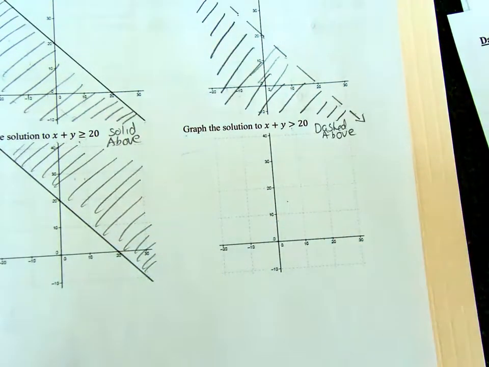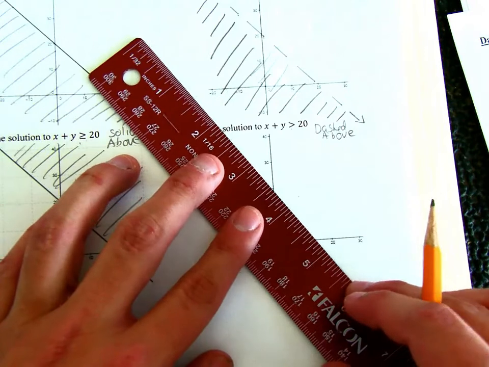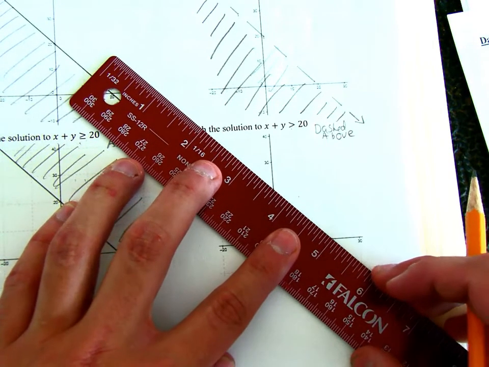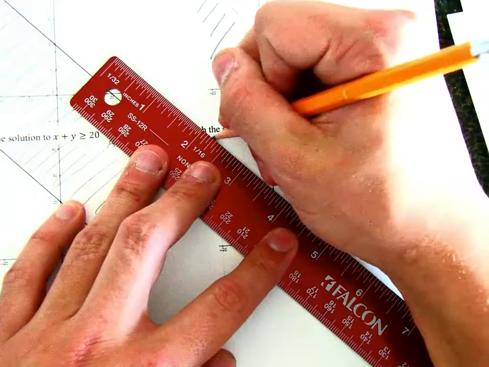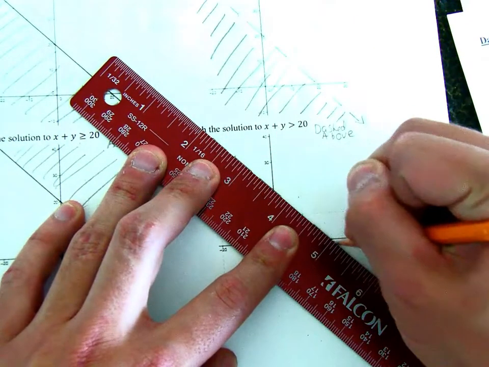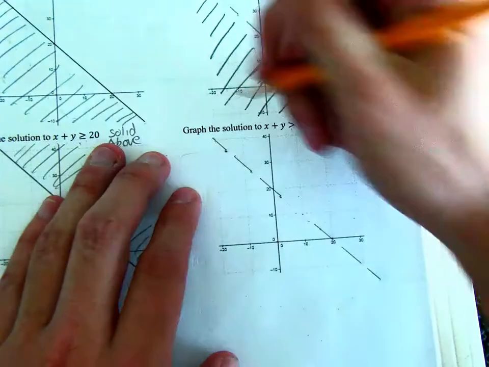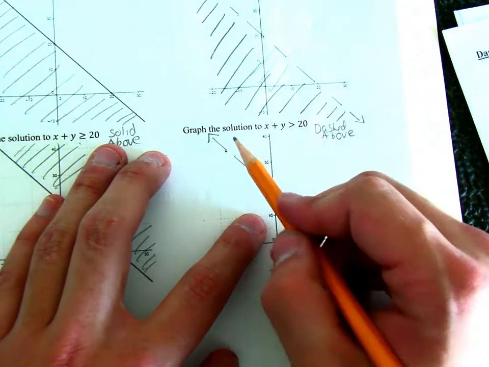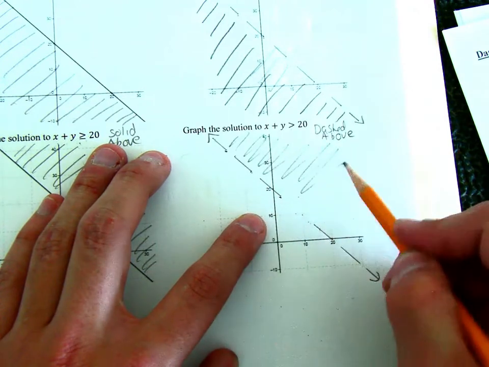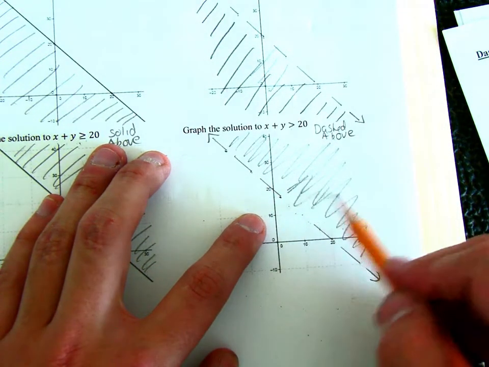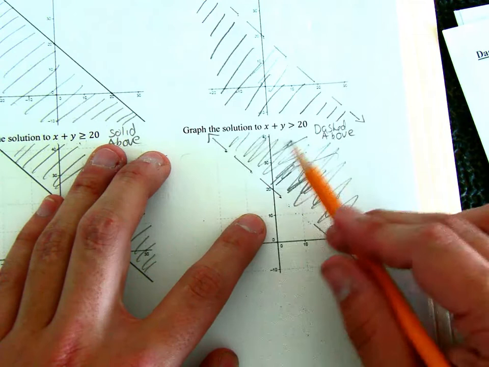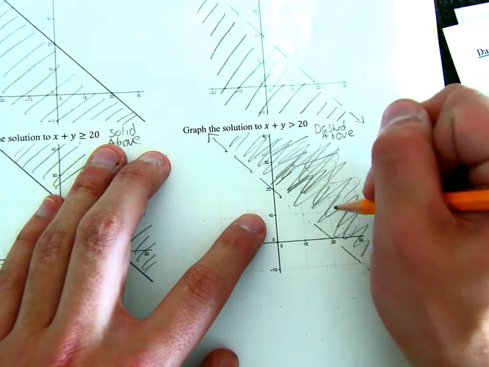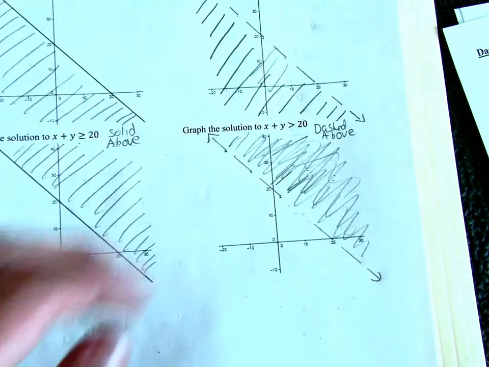So again, let's draw our dashed line. So we line up 20 and 20. So 0, 20 and 20, 0. And then we're going to draw our dashed line. Okay, so not a solid line. Draw a line here. And then we're going to shade above. So anything that's just strictly above this line, not on this line, but above this line. So we can shade it however we want. So if we picked any point within this shaded area here, it would be a solution to that inequality.